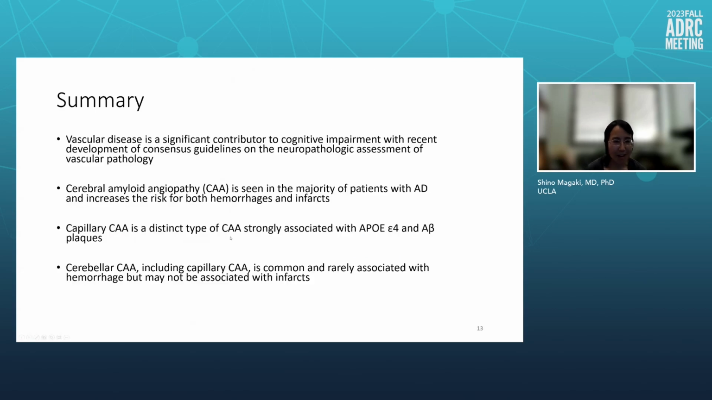So in summary, this has been beautifully shown by the prior speakers. Vascular disease is a significant contributor to cognitive impairment, and there has been recent development of consensus guidelines on the assessment in relation to cognitive impairment, which is probably familiar to everybody. CAA is seen in the majority of patients with AD and increases the risk for both hemorrhages and infarcts. Capillary CAA, we think, is a distinct type of CAA that's strongly associated with the APOE epsilon 4 allele and A beta plaques. And finally, cerebellar CAA, including capillary CAA, is common and rarely associated with hemorrhage, but may not be associated with infarcts, as it is in cerebral hemispheres, although we need a much larger cohort to assess this.